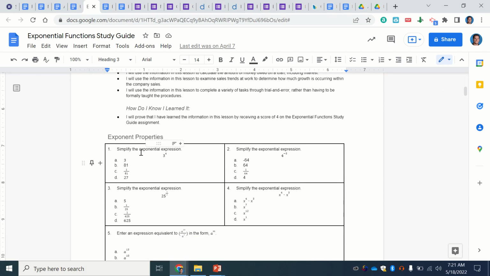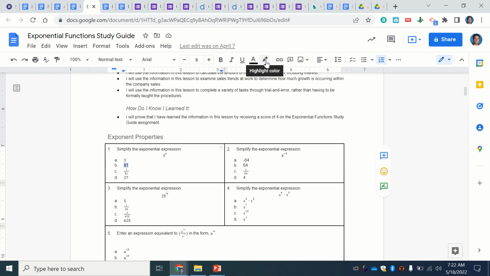So the first one says, simplify the exponential expression 3 to the 4th power. Now we're going to go ahead and answer this. So 3 to the 4th power is 3 times 3 times 3 times 3. Well, 3 times 3 is 9. And then 3 times 3 is also 9. If we multiply those together, we get 81. So I'm going to go ahead and highlight 81.